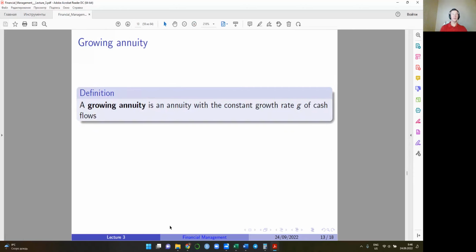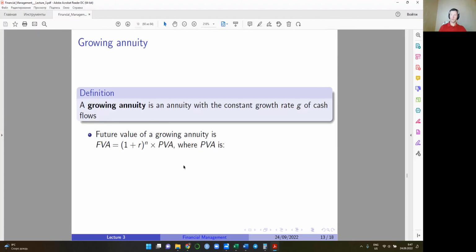So let's continue. There are two additional cases when payments of annuities change according to some rule. And this rule is a constant growth rate. So we introduce a new term, a growing annuity. A growing annuity is an annuity with a constant growth rate. We call it g of cash flows. So every single period, your cash payments increase by the same growth rate. You have a geometric series of payments.